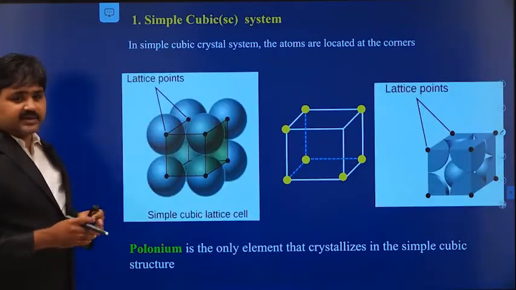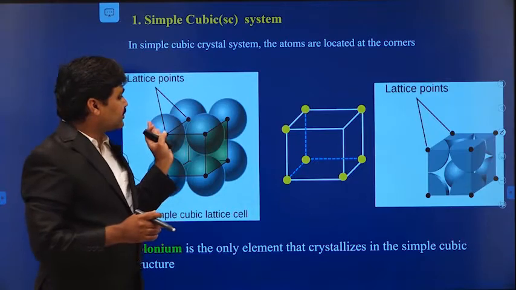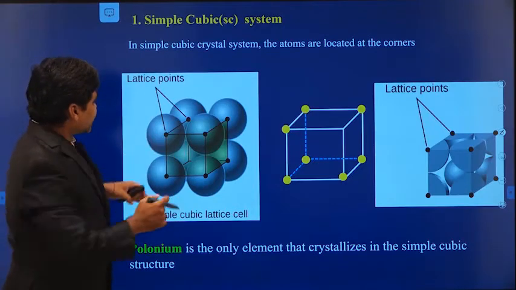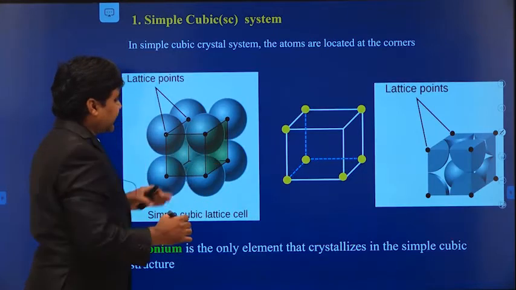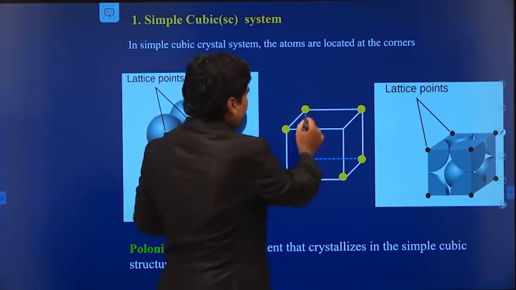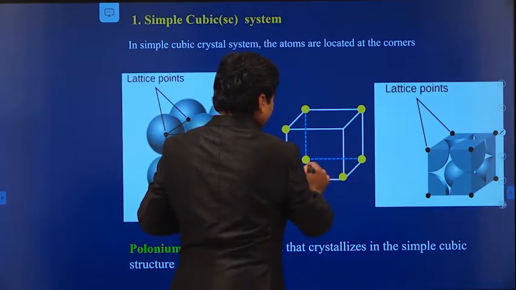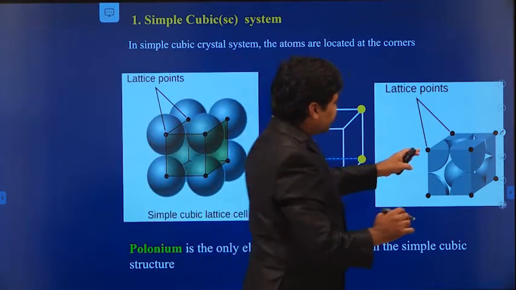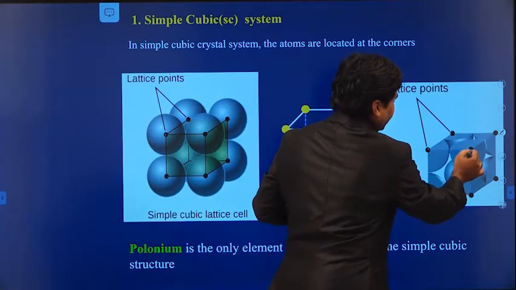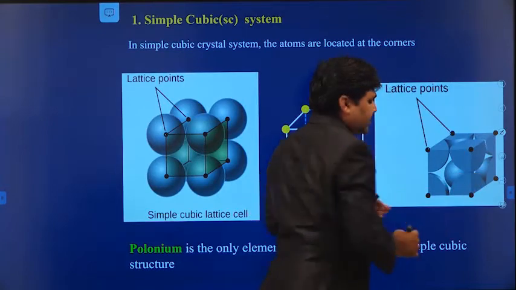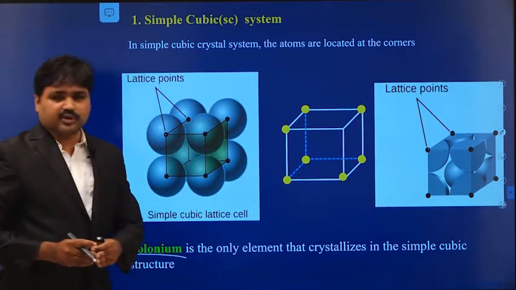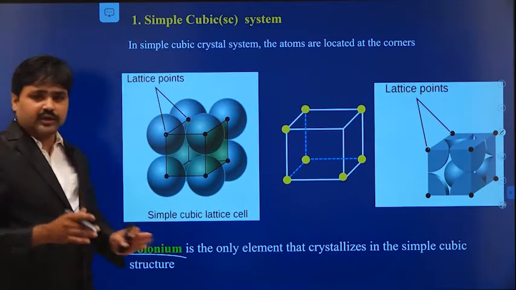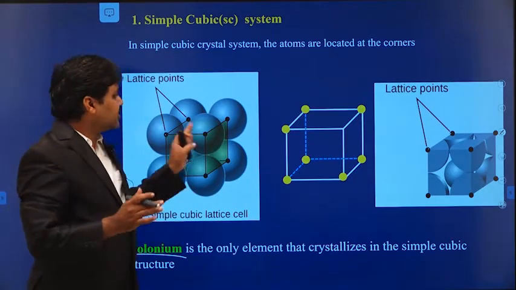So we will calculate some parameters for the simple cubic system. This simple cubic system contains atoms only at the 8 corners. That means each atom is represented by one lattice point. So there are 8 lattice points associated with this crystal structure. Polonium is the only element that crystallizes in the simple cubic structure.